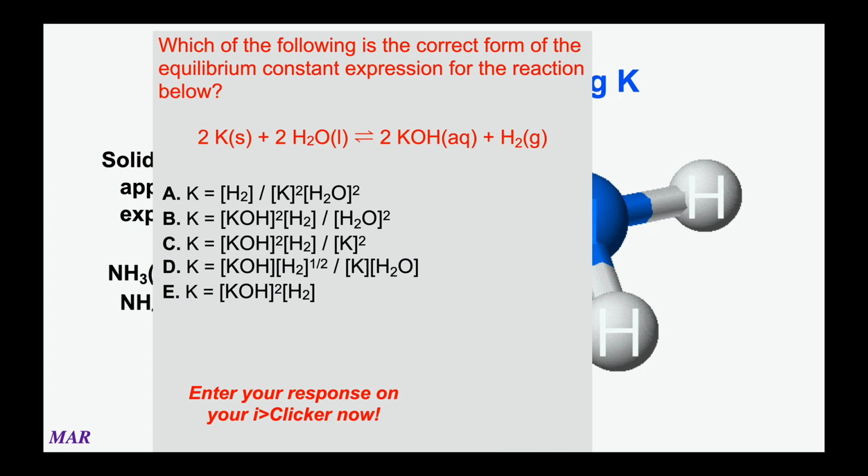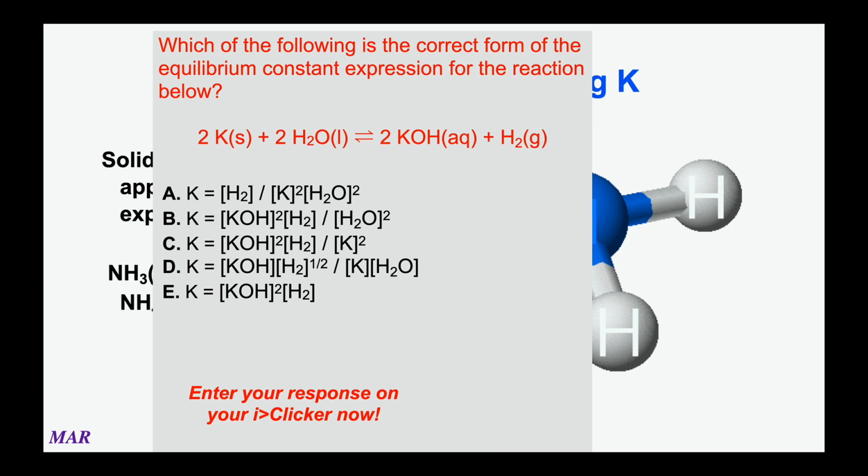Here's a question. Which of the following is the correct form of the equilibrium constant expression for this reaction? This is the reaction of potassium and water, making potassium hydroxide and hydrogen gas. Okay, so the idea is equilibrium constants are products divided by reactants. But the other thing we want to focus on here is that solids and liquids are not placed in the equilibrium constant expression. So you'll note here that potassium is a solid and water is a liquid. So neither of those will be in the equilibrium constant expression.